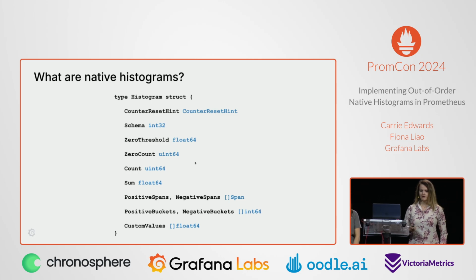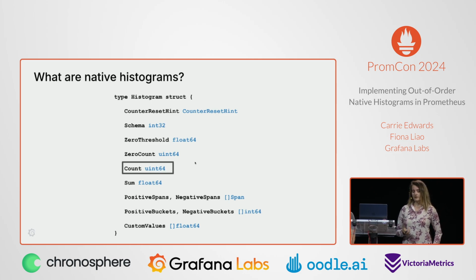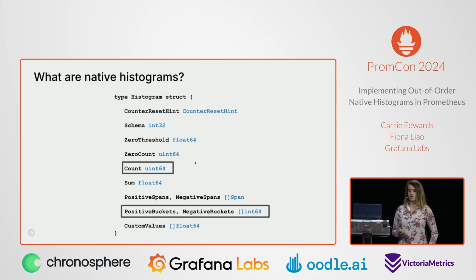I'm not going to get into all of the details of the structure, but some of the properties are important to know for this talk. The first would be the count, which is the overall count of observations in the native histogram. And then there's also the positive buckets and negative buckets, which store the counts that fall into the buckets. And then there's the zero count, which is the count of values that are 0 or close to 0. And the zero count combined with the positive and negative buckets should sum to the overall count.